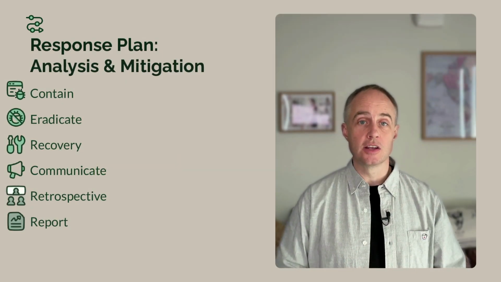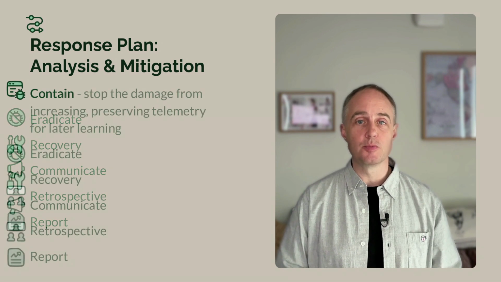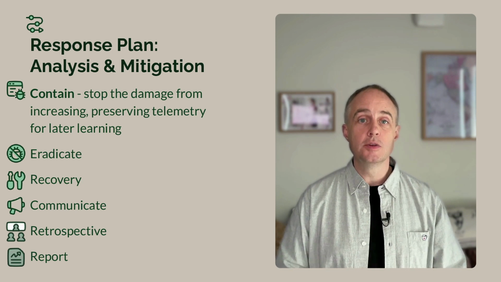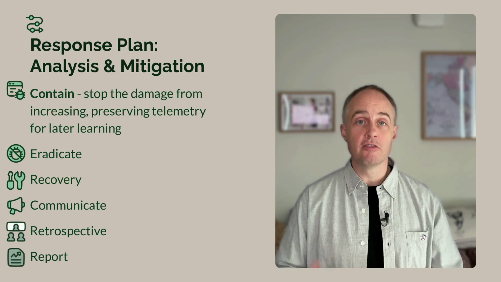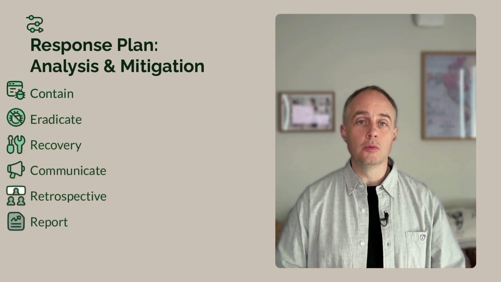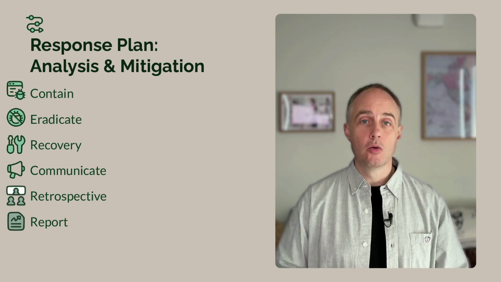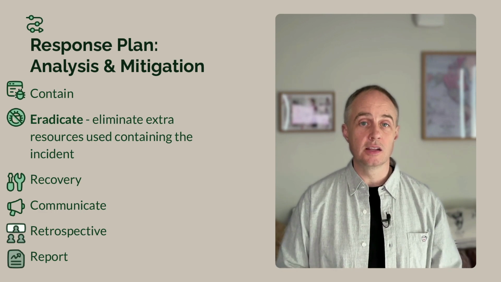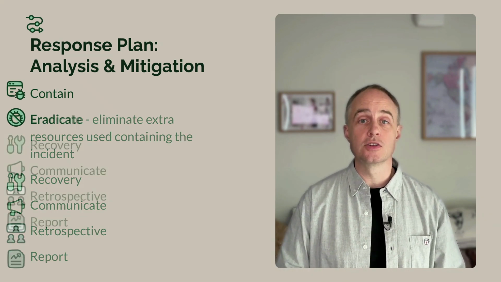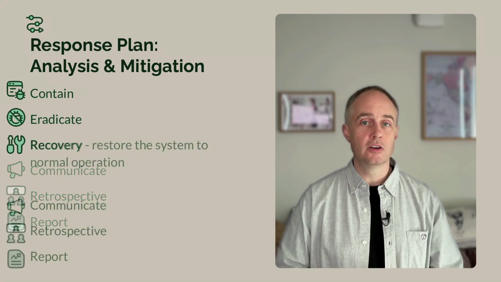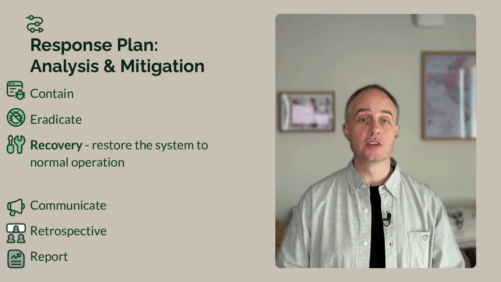Analysis and mitigation is where we spend most of our time during incident response. We want to contain the damage or stop it from increasing. This means we limit the problem scope. We might turn off features or scale out systems, whatever we need to do to reduce this problem scope while we're resolving. Then we'll start rolling back some of the changes that we made, cleaning up and eradicating the extra resources that we used while we stopped the problem. And finally, we'll recover and restore the system to normal service operation.